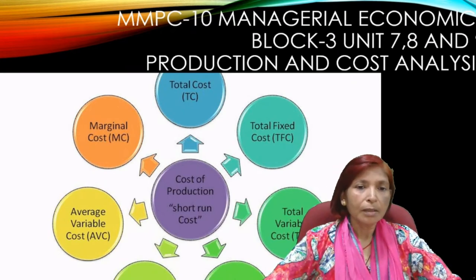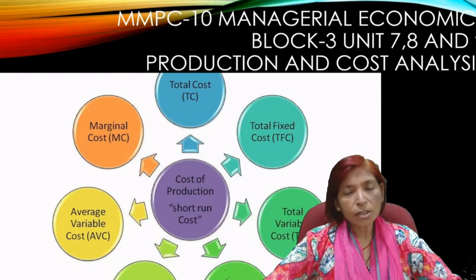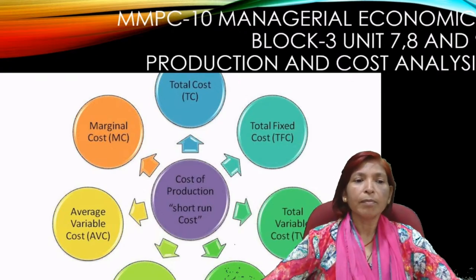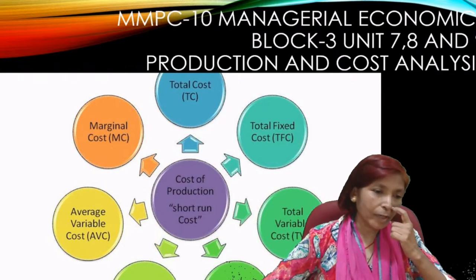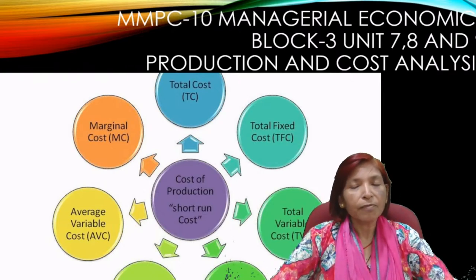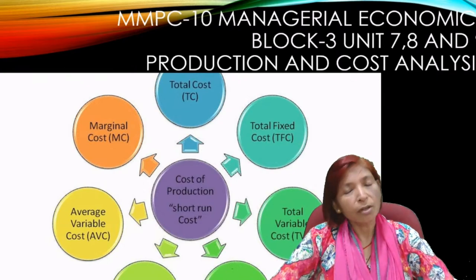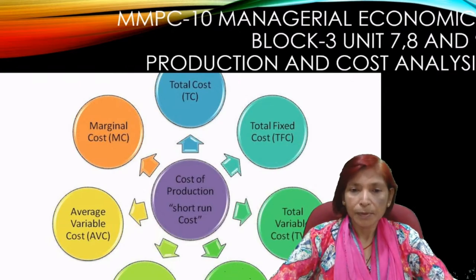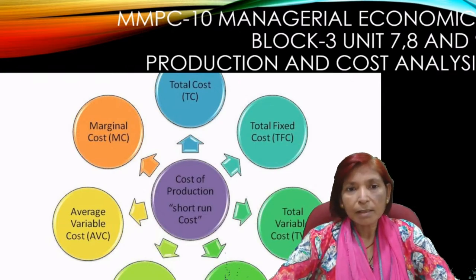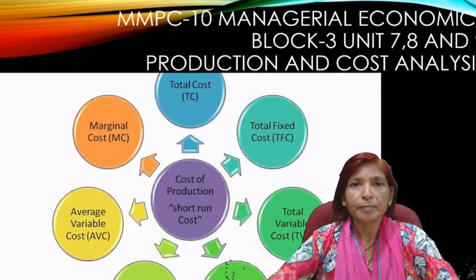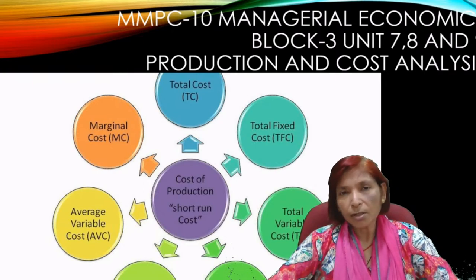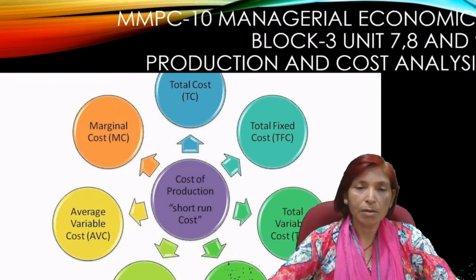In the short run, there are so many costs like total cost, total fixed cost, total variable cost, marginal cost, average variable cost, average fixed cost, and average cost. So these costs are called short run cost curves. Number one is total cost. Total cost is the sum total of fixed cost and variable cost.